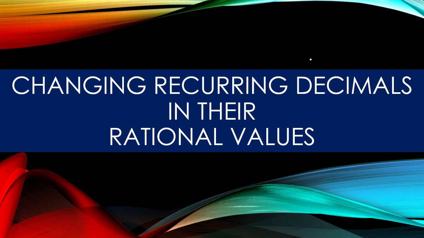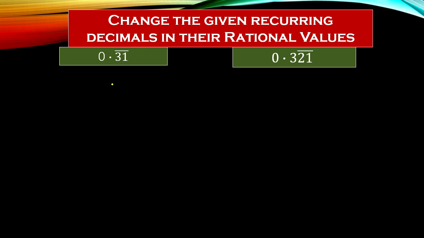Hello friends, in this video we will see how to change recurring decimals into their rational values. So recurring decimals are given and we are interested in changing them into their rational values. How is it possible? Let's see. Here we are finding two examples, that is 0.31 bar and 0.3 and 21 bar. So how can we change these numbers into their rational values? Let's see.